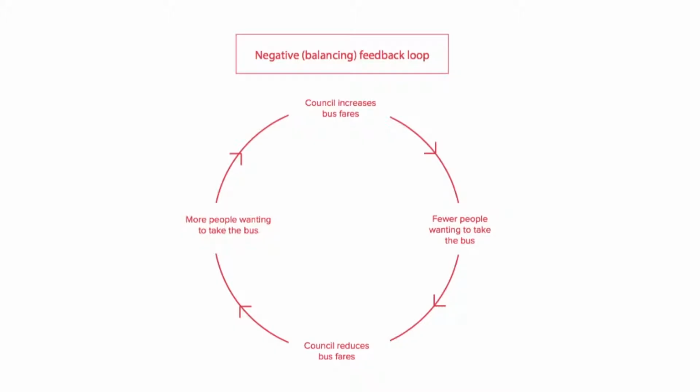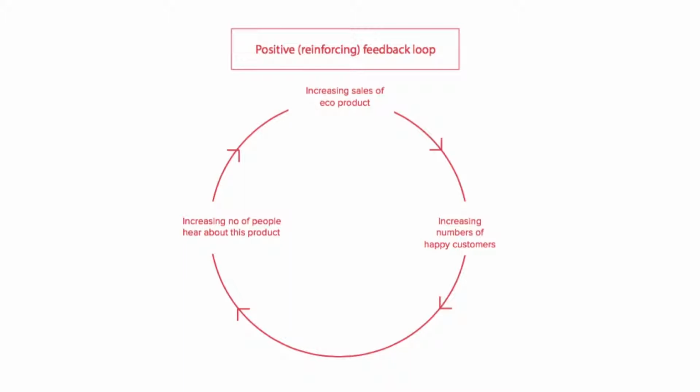So what do I mean? Well, for example, the council increases the bus fares, fewer people want to take the bus, the council reduces the bus fares, more people want to take the bus. That's a little cycle that can go through, and that's a negative feedback loop. It sort of balances out. Whereas a positive feedback loop would be increasing sales of an eco product, increasing numbers of happy customers, increasing numbers of people hear about the product, increasing sales of the eco product. That's a reinforcing, growing feedback loop. It's sort of self-generating.